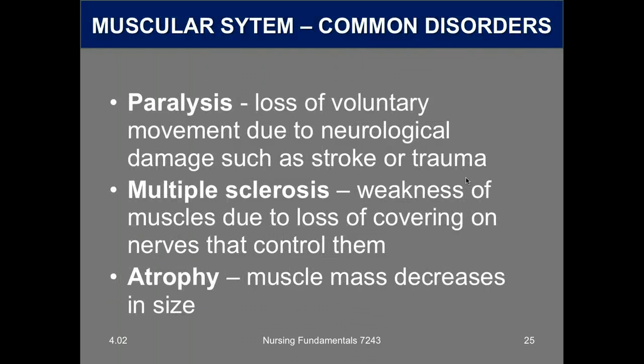Some common disorders of the muscular system could be paralysis, which is the loss of voluntary movement due to neurological damage, such as a stroke or trauma.